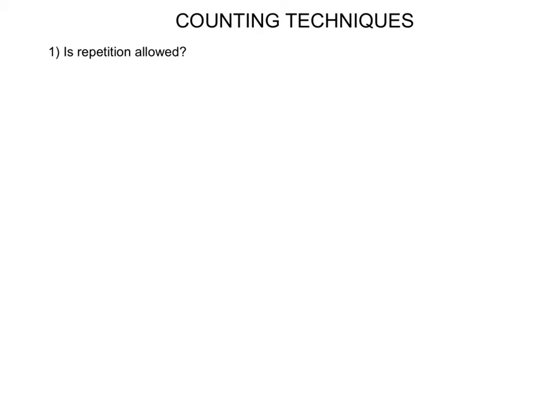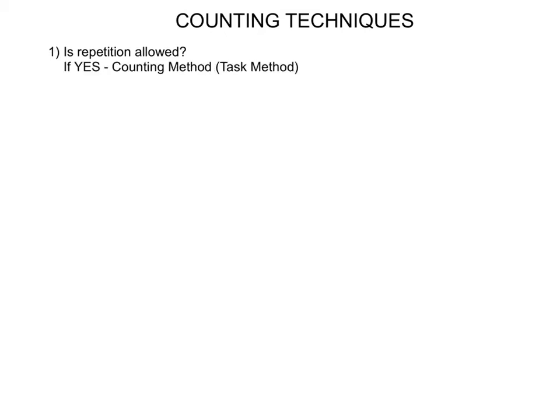Or, for example, you're going to make a PIN code for your ATM card. Repetition being allowed would mean that you're allowed to do 4444, whereas repetition not being allowed says that every digit has to be different. So you'd have to have 4325, let's say.